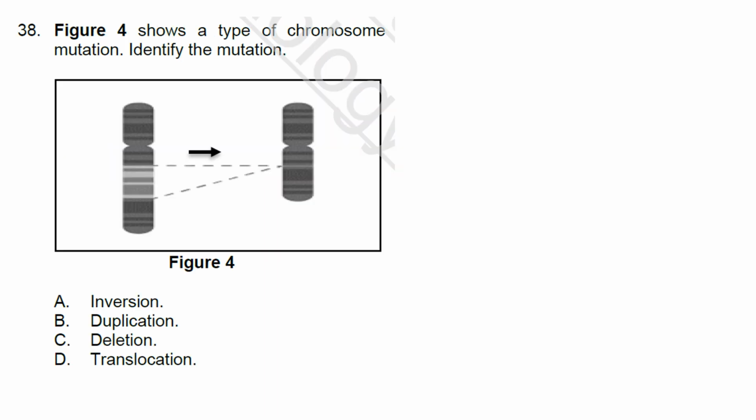Question 38. Figure 4 shows a type of chromosome mutation. Identify the mutation. This is the original chromosome, and this region of the chromosome is being deleted to form a shorter chromosome. So obviously the type of chromosomal mutation is deletion.